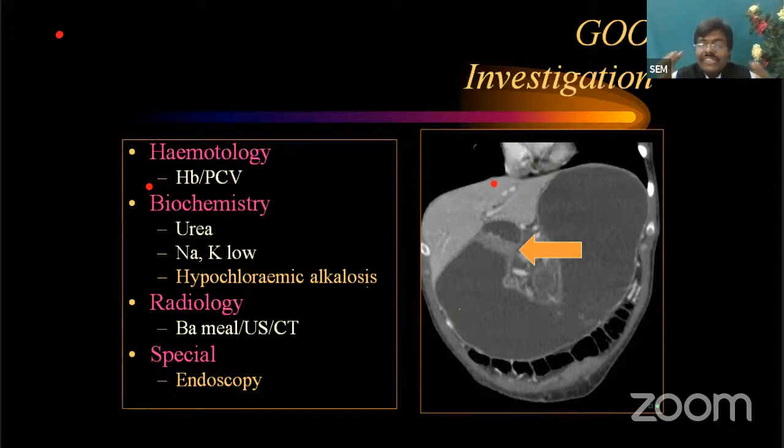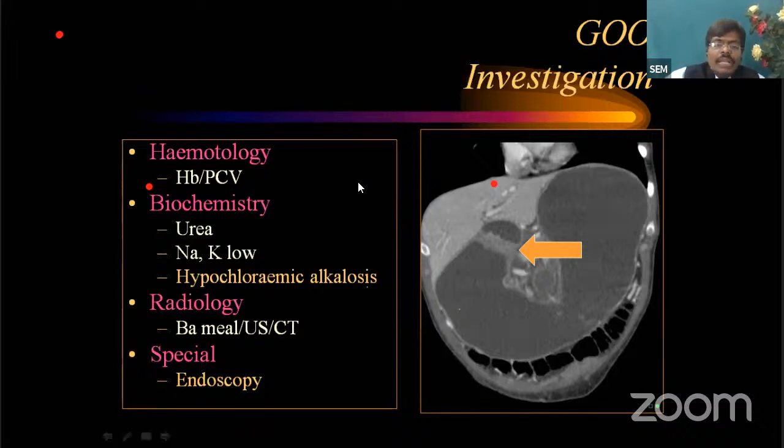So acute gastric dilatation, that is a very distended, dilated stomach, is a classical radiological finding. Even in the plain X-ray, or if you do a CT, you'll see it in the CT. Or even if you put a Ryle's tube, you'll find out.